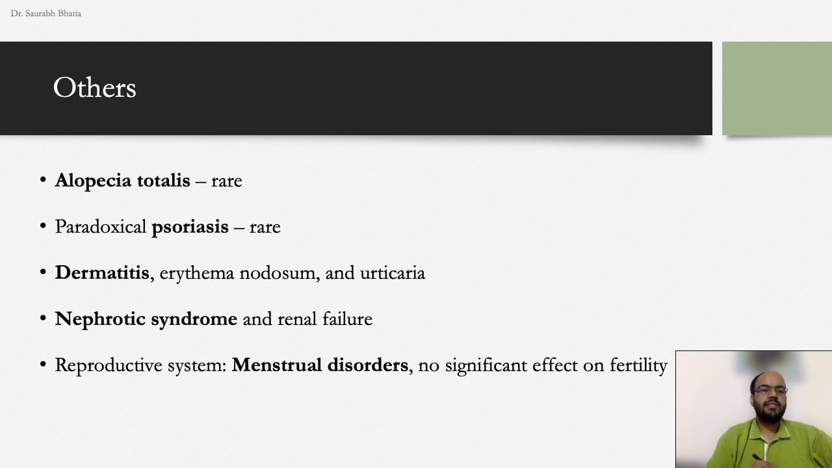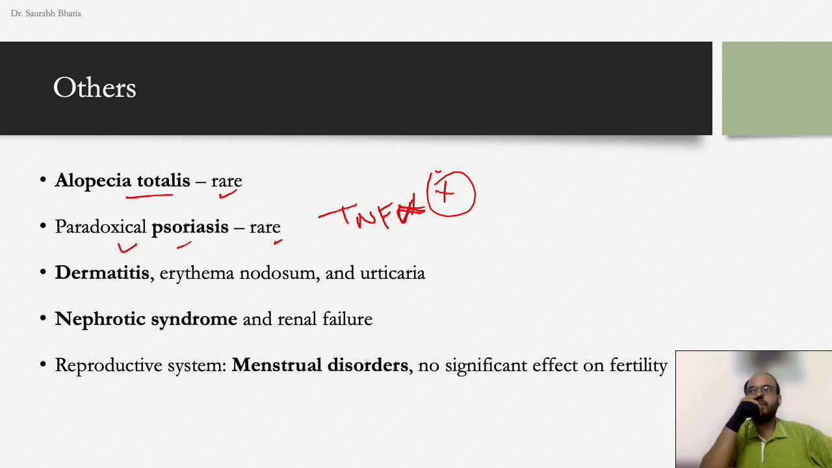Now, few other side effects are alopecia totalis, which is very rare, and paradoxical psoriasis. Now, remember that paradoxical psoriasis is seen in all TNF alpha inhibitors. So, the treatment for psoriasis can sometimes lead to a flare up of psoriasis because psoriasis is a very complicated disorder. It has a very complicated immunopathogenesis, and so suppressing one arm of immunopathogenesis inadvertently increases the chances of the other arm.